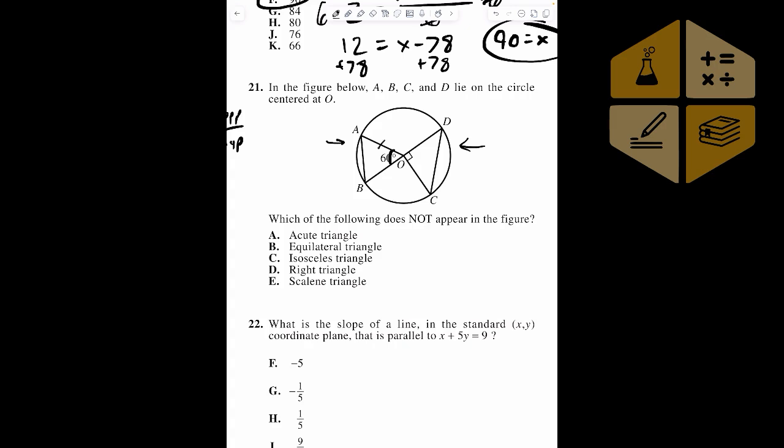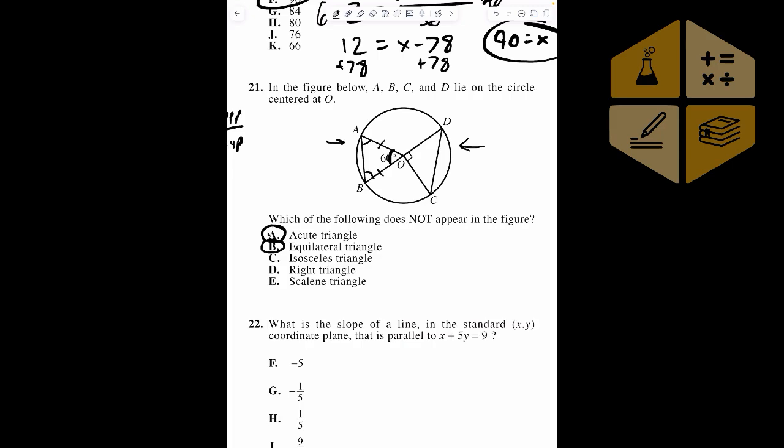Because these two side lengths are the same, they're both the radius of this circle, we know that these two angles are also the same. And that means all three of these angles, since the three angles in a triangle add up to 180 degrees, must be 60 degrees. That makes this an acute triangle, but it also makes it an equilateral triangle. An equilateral triangle is a triangle with three angles that are the same, in other words, 60 degrees. So that's how we know that B is also a triangle that appears in this figure.